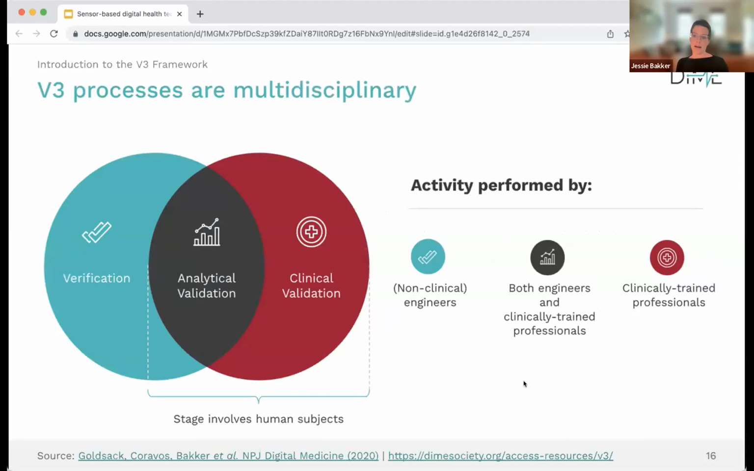So V3 processes are multidisciplinary. Verification is something that happens entirely at the bench. It does not involve human participants, and it is typically the responsibility of an engineer or a team of engineers. Human participants come into the picture for both of the validation components, so analytical and clinical. Clinical validation is typically the responsibility of clinical researchers, clinicians, and sponsors, whereas the middle part of that Venn diagram, analytical validation, is best undertaken as a collaboration between engineers and clinical researchers, investigators, and clinicians.